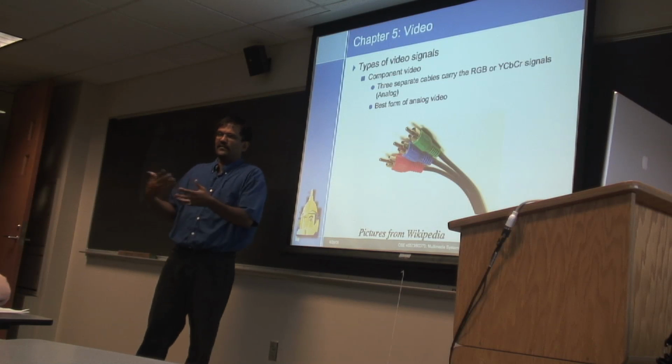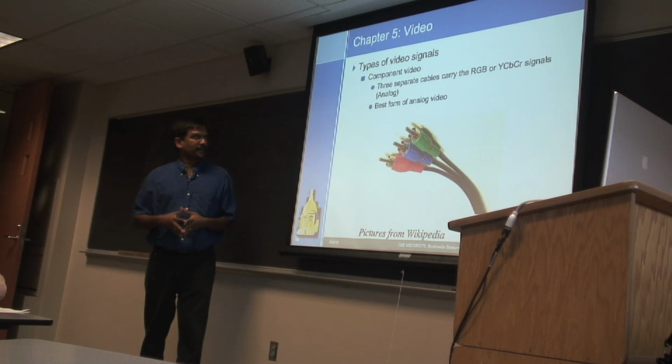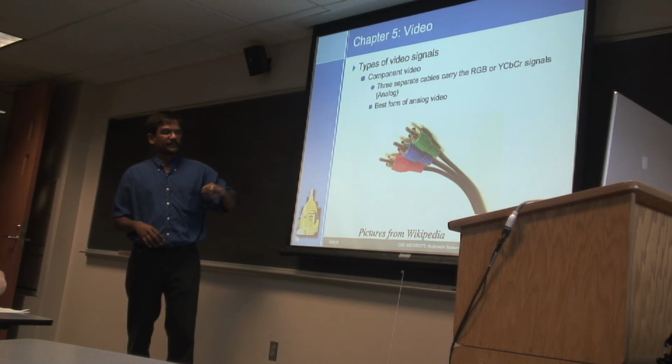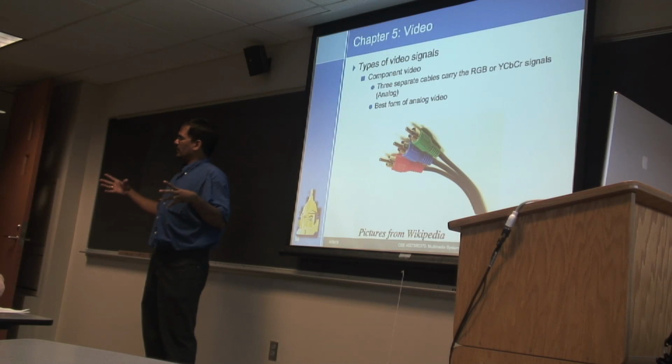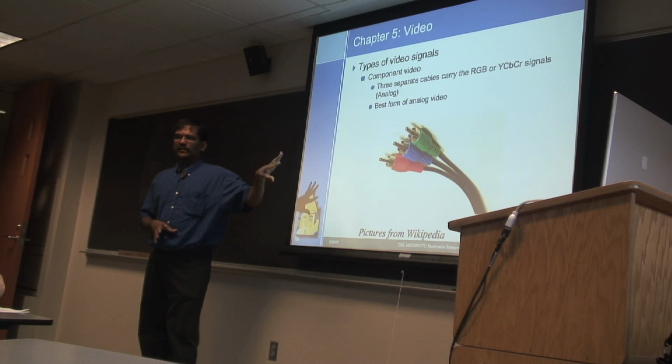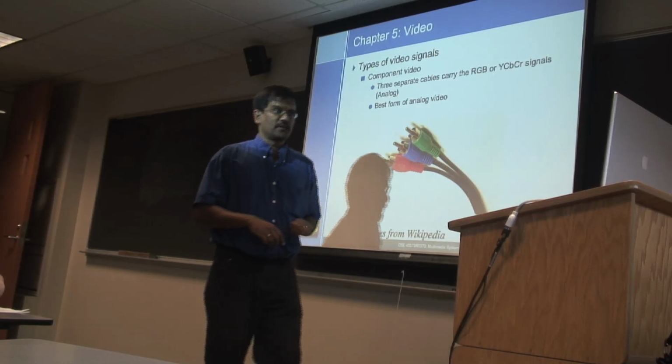Then you can try the Cb and Cr, just to help yourself look at this stuff. And these are usually on the higher end of DVDs or those devices.